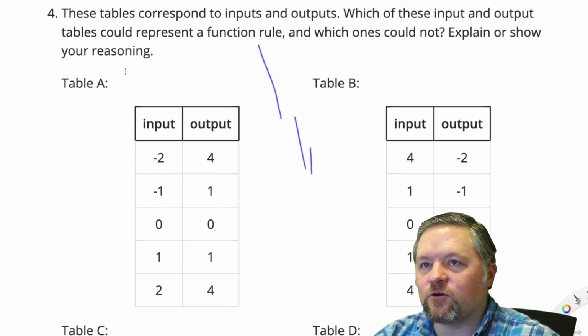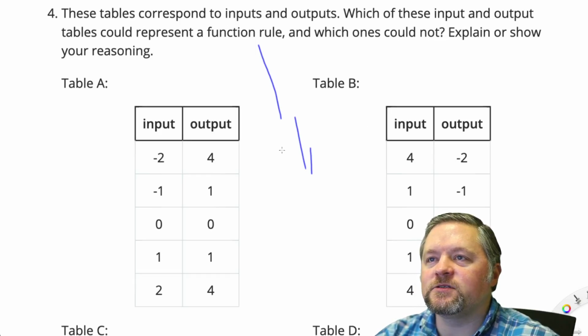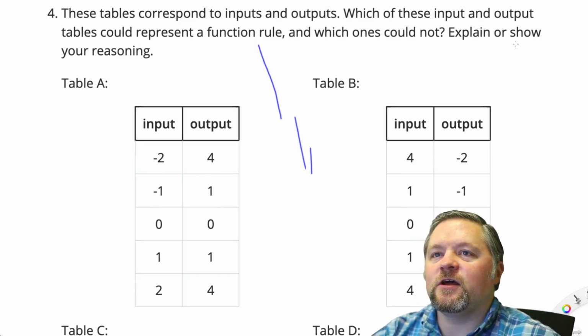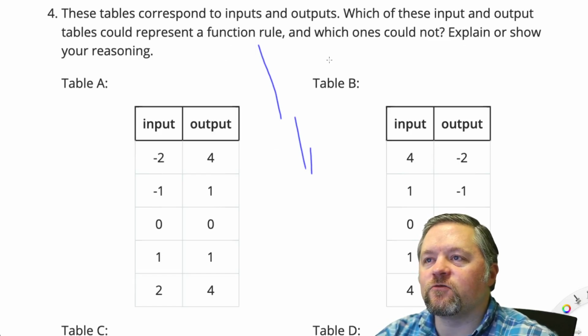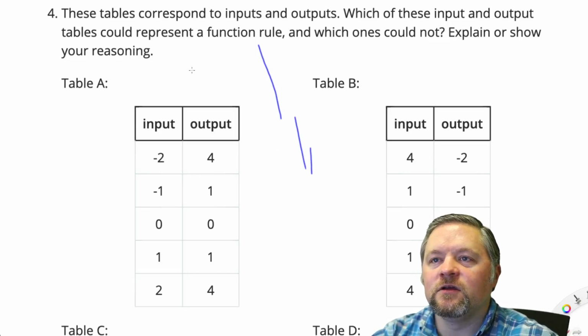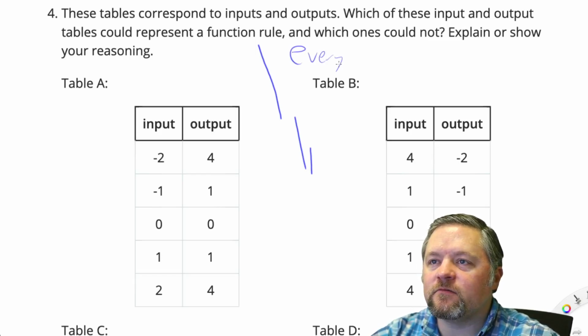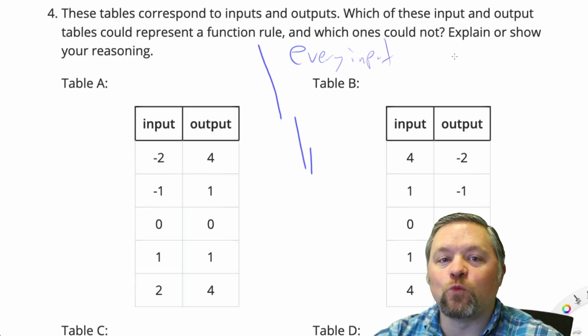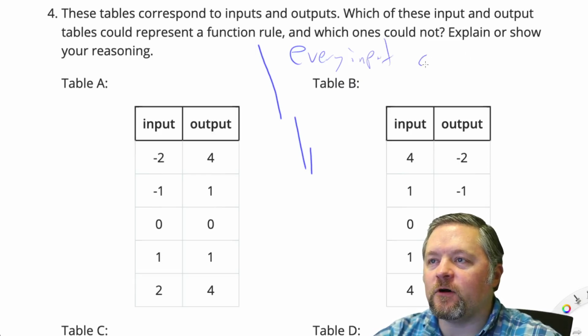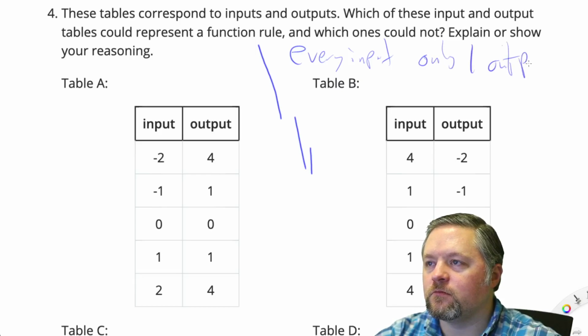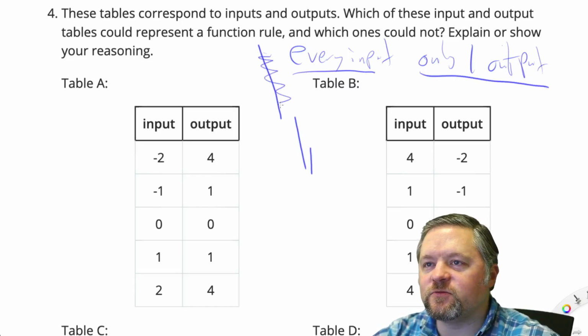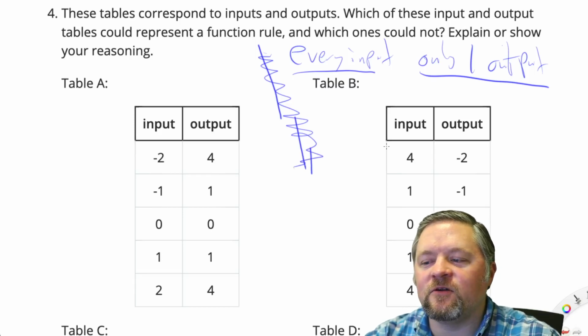Okay, these tables correspond to inputs and outputs. Which one of these input and output tables could represent a function rule and which ones could not? To be a function, that means every input has one and only one output. Every input has only one output.